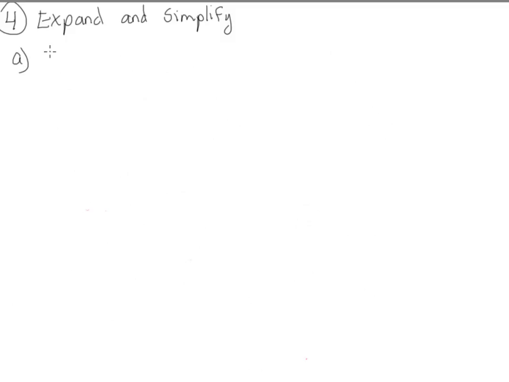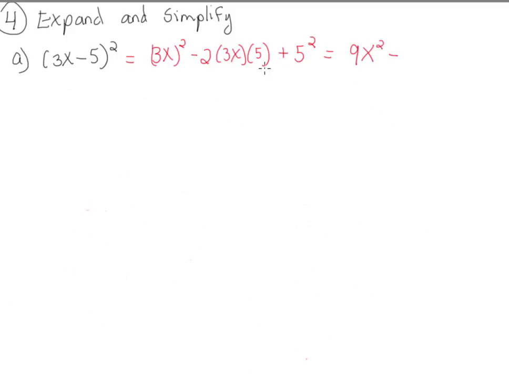Example 4, we're going to expand and simplify the following polynomials. For part A, we're going to have 3x minus 5 quantity squared. So we're going to use our perfect square expansion procedure to figure this one out. So that's my first term squared, minus 2 times my first term times my last term, plus my last term squared. Multiplying this out, I get 9x squared minus 30x plus 25.